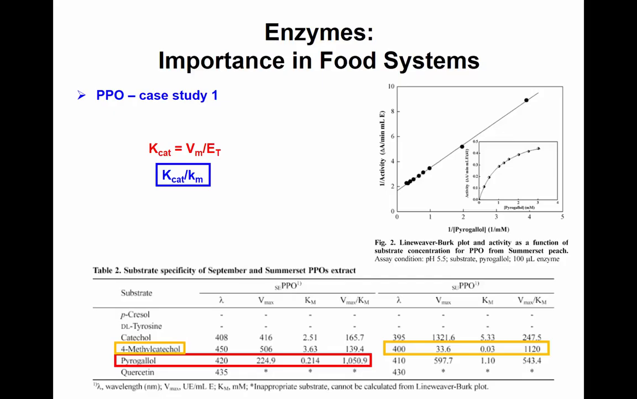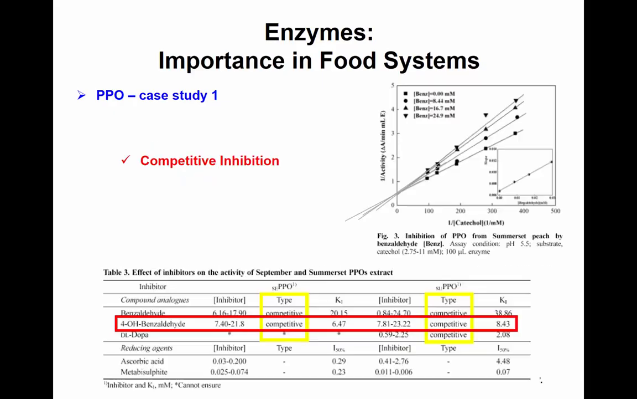But when they looked at Vmax over Km, the Km was so low that this value was much higher than the value above it. So they determined that this substrate has higher efficiency with the enzyme than catechol itself. And here again you had high Vmax and low Km, so the catalytic efficiency was higher than the other two. That's how they determined, based on kinetics, which substrates resulted in higher efficiency of the enzymatic reaction.